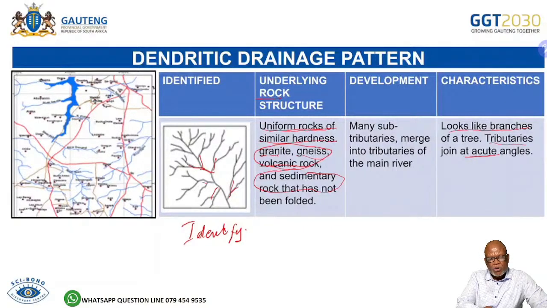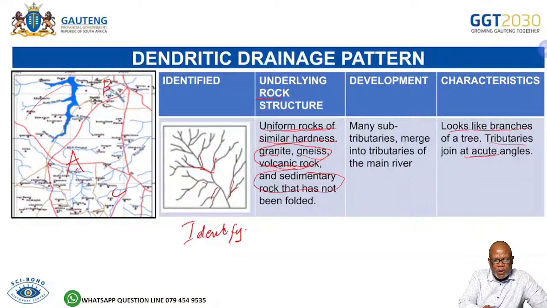So now look at how your dendritic will look like on a topographical map. This is a topographical map. So the question could be saying, identify the stream pattern at A, or identify the stream pattern at B, or identify the stream pattern at C. And then they say, describe the underlying rock.